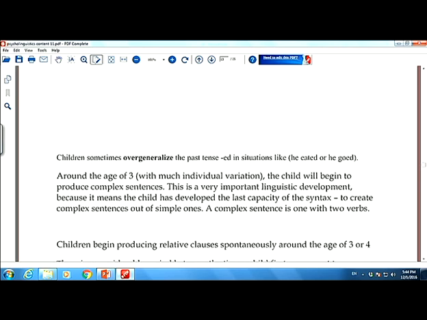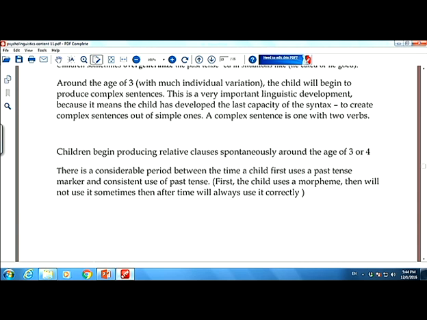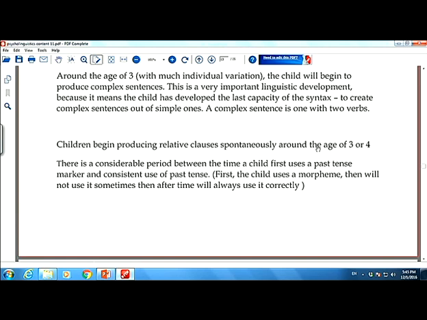Overgeneralization, also very important. Now we are more or less highlighting the highlighted part. So what you have here is the summary of most of the lectures, but now we are also pointing out the important parts that I want you to focus on. Children start to produce relative clauses at 3 or 4. Then this is also very important.